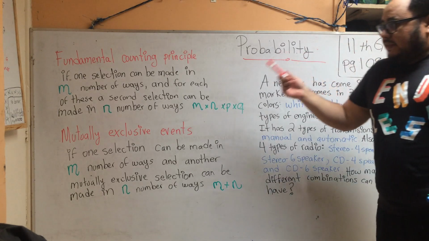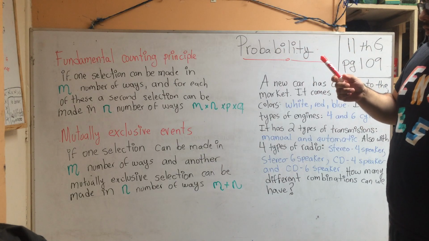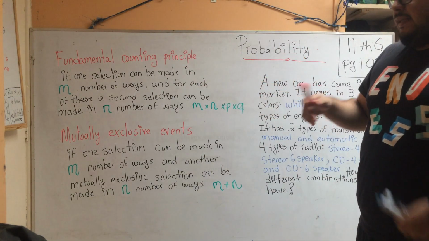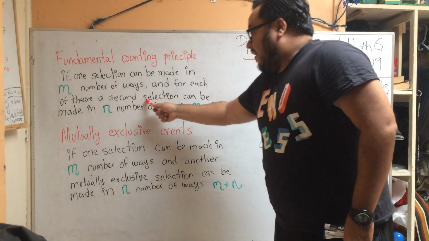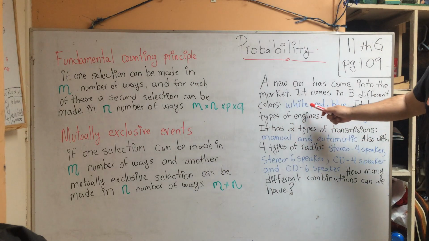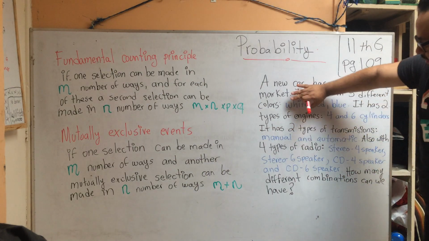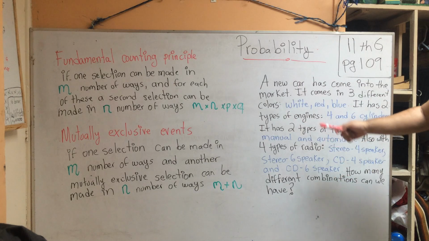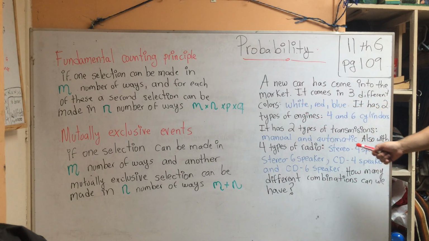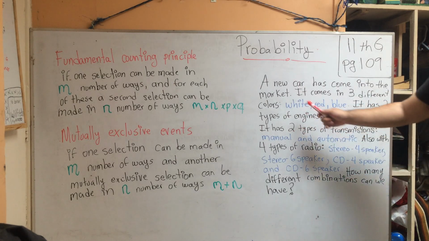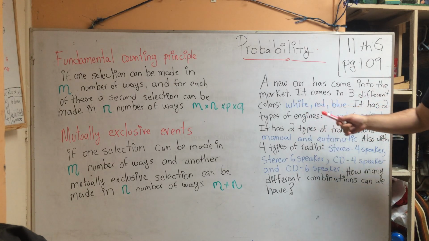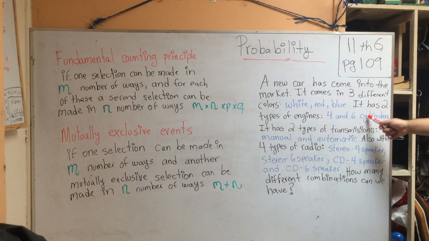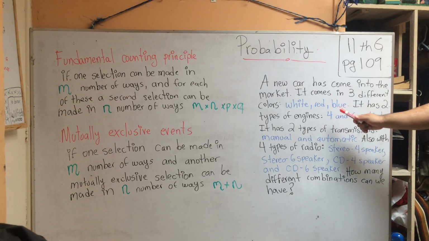Okay, the fundamental counting principle tells us that if one selection can be made in m ways, and for each of these selections we have a second selection. So when we're talking about a white car, we have this selection, but we also have a second selection: white with a 4-cylinder, or white with a 6-cylinder. Then we can have a red with 4 and a red with 6. Then a blue car with 4 cylinders, and a blue with 6.